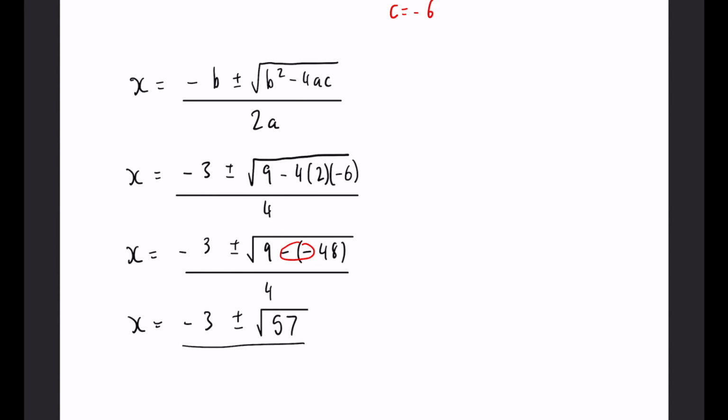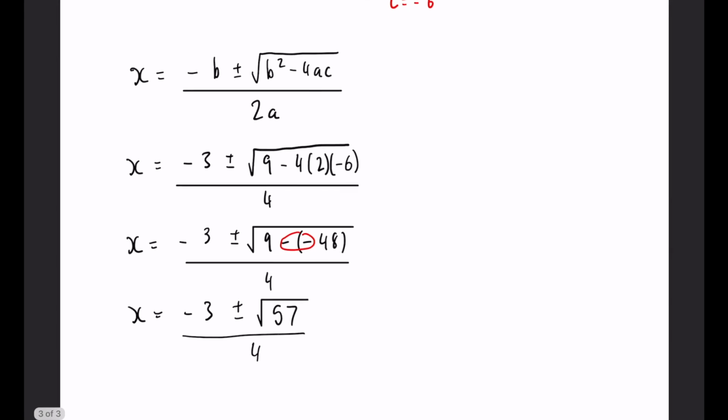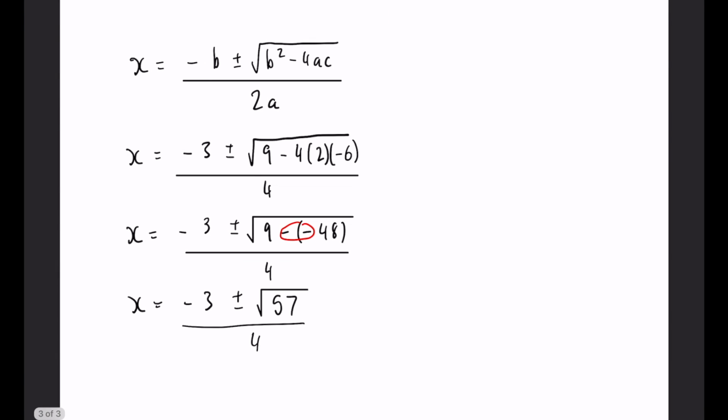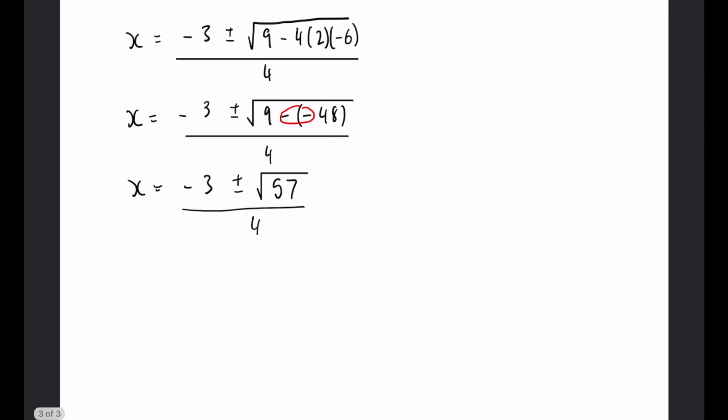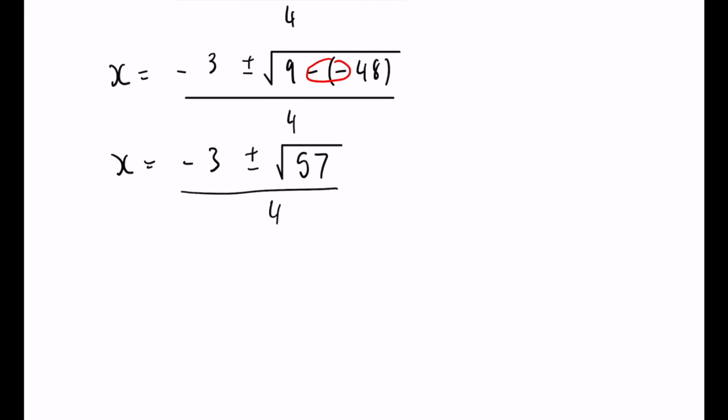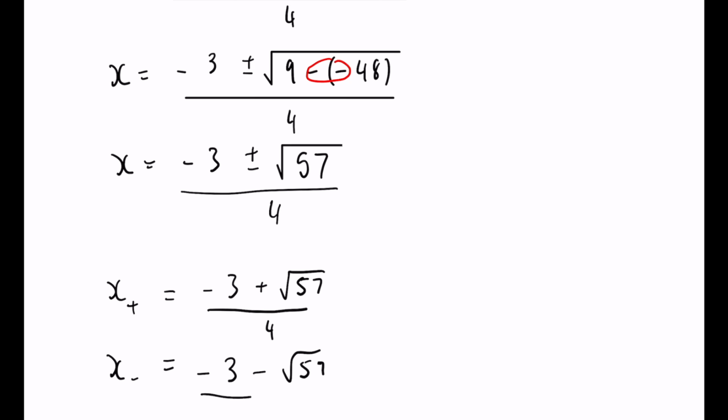57 all over 4. Now, normally, the reason you can't factorise something is because the answers aren't going to be very nice to deal with. And this is an example of that. You can see the square root of 57 isn't a whole number, so we can't just square root it. It has to stay as a surd. So again, we've got our x positive and our x negative. So our two solutions, we can simply write minus 3 plus the square root of 57 over 4, and minus 3 minus the square root of 57 over 4. And they are our two roots to our equation.